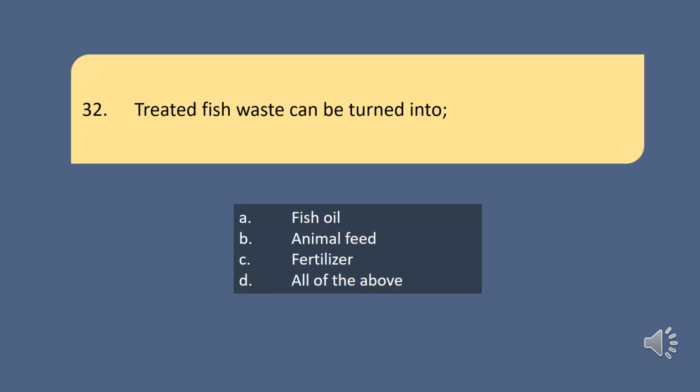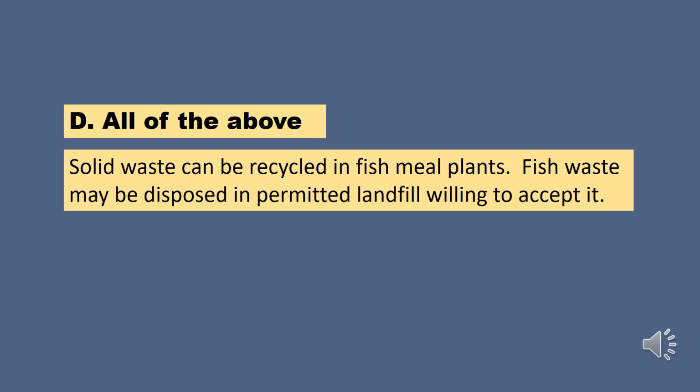32. Treated fish waste can be turned into A. Fish oil. B. Animal feed. C. Fertilizer. D. All of the above. 5, 4, 3, 2, 1. The correct answer is letter D. All of the above. Solid waste can be recycled in fish meal plants. Fish waste may be disposed in a permitted landfill willing to accept it.